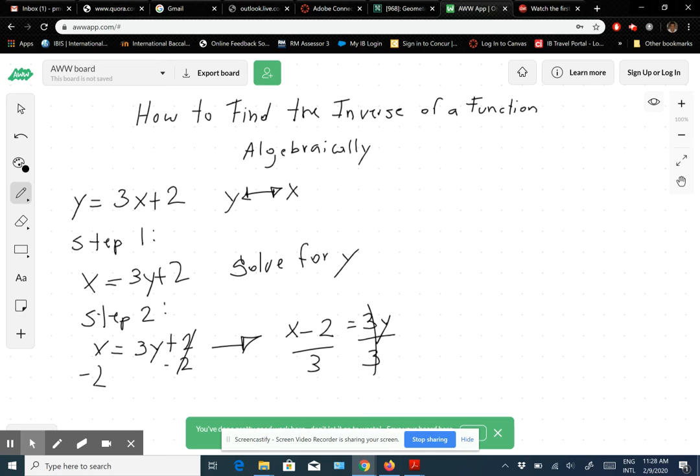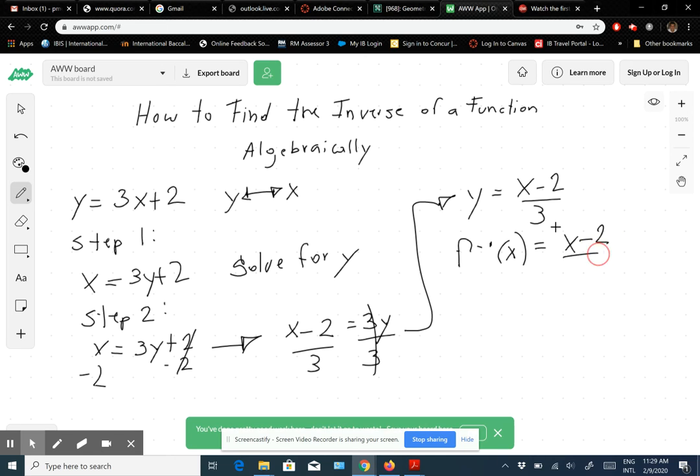That would give us the inverse function, x minus 2 over 3, which is also written in its notation, f to the negative 1, which is the notation we utilize for inverse functions. f to the negative 1 of x is going to be equal to x minus 2 over 3.